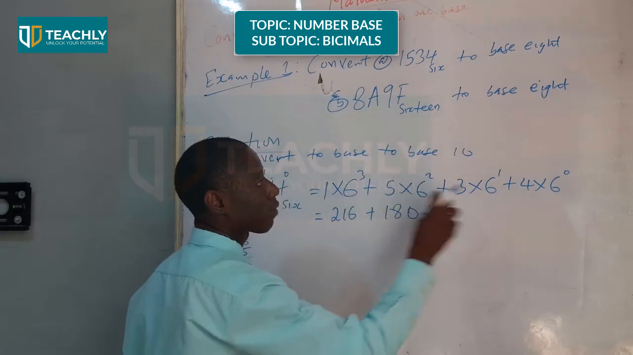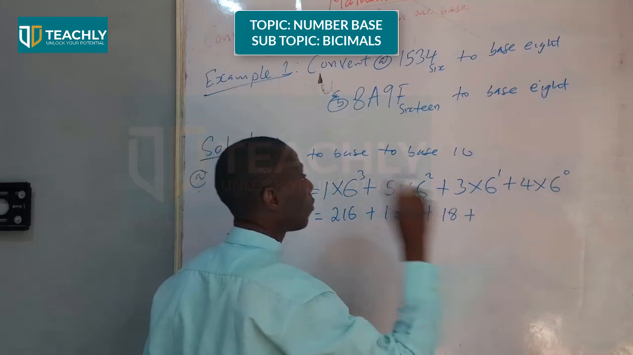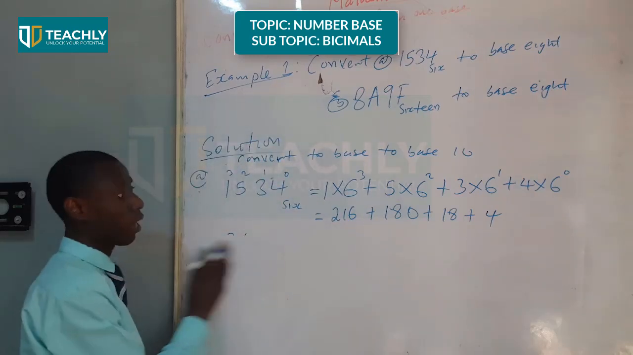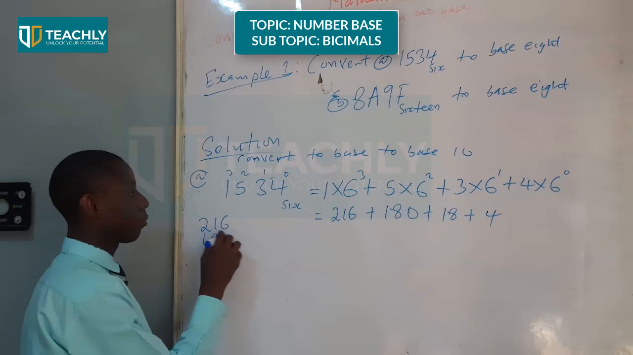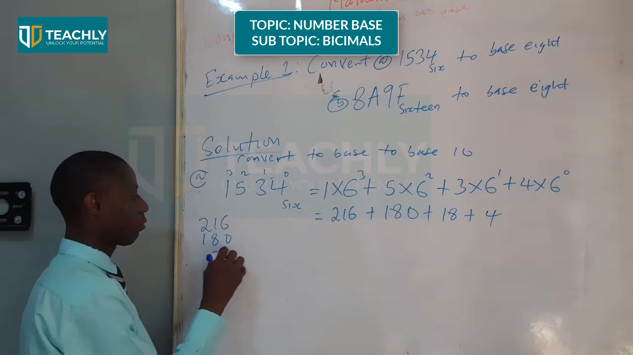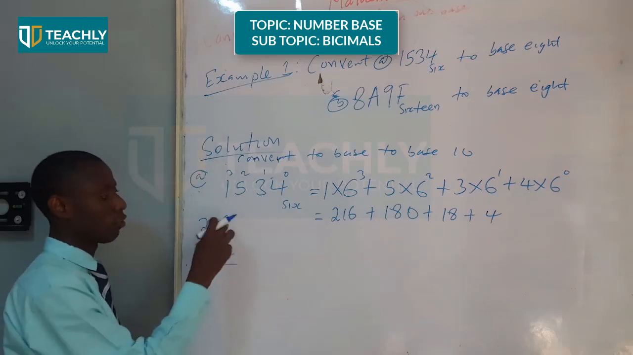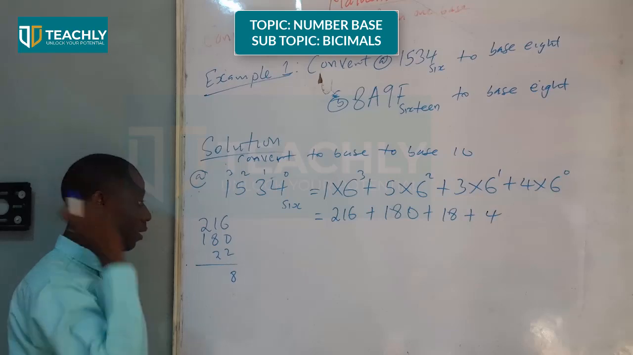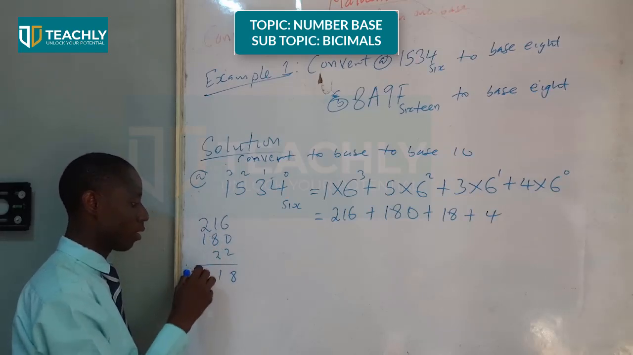6 to the power 1 is 6, 6 times 3 we have 18. 6 to the power 0 is 1, 1 times 4 we have 4. So if you want to add, you can add 216, 180, and 18. I have added 18 plus 4, that will give me 22. 6 plus 2 is 8, 1 plus 8 is 9, 9 plus 2 is 11. Keep 1, bring that 1 here: 418.